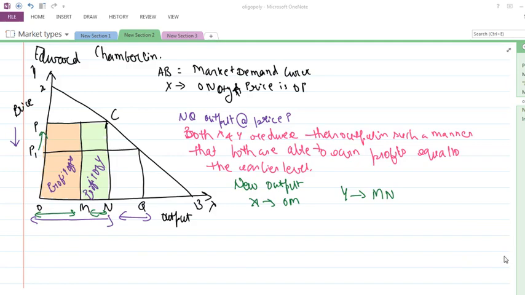In the next video we will be seeing Sweezy's kinked demand curve, and we will first and foremost be getting introduced to the concept of kinked demand with the help of this model.